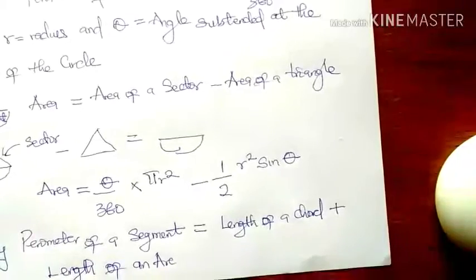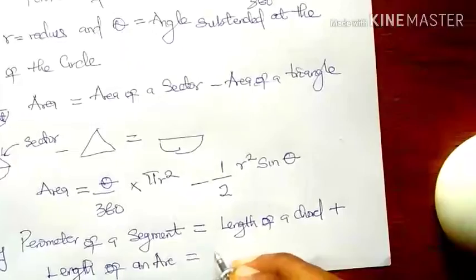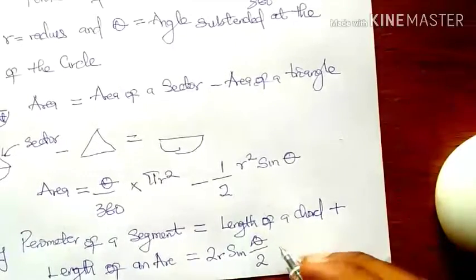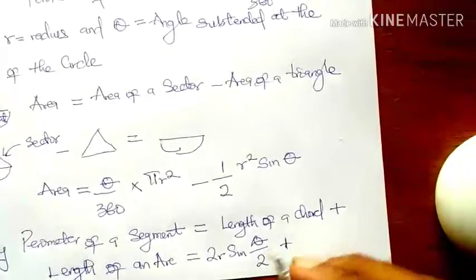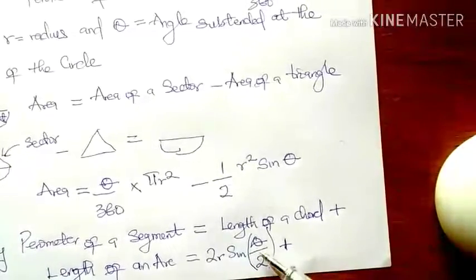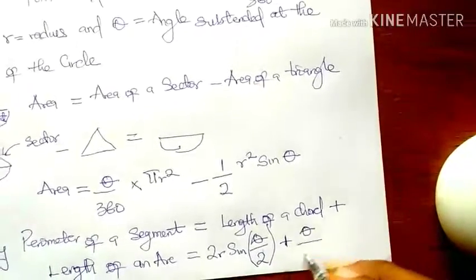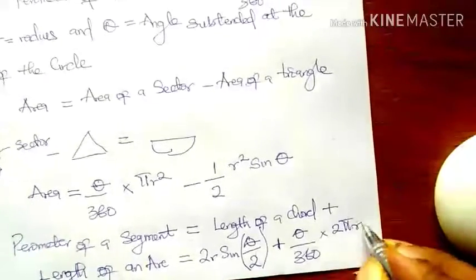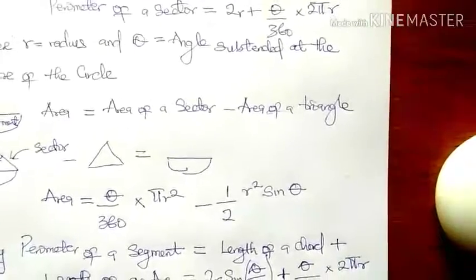Now, in a separate video, we are going to be talking about the length of the chord. But for today, we are going to know that the length of a chord is equal to 2r sine half of theta, that's half of the angle, plus theta over 360 times 2 pi r.